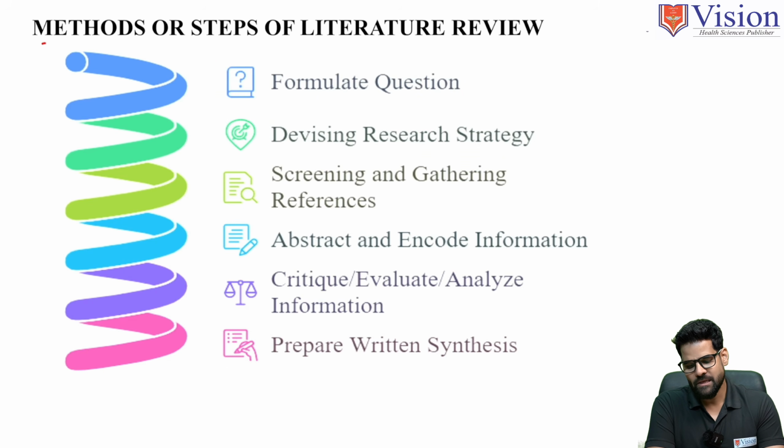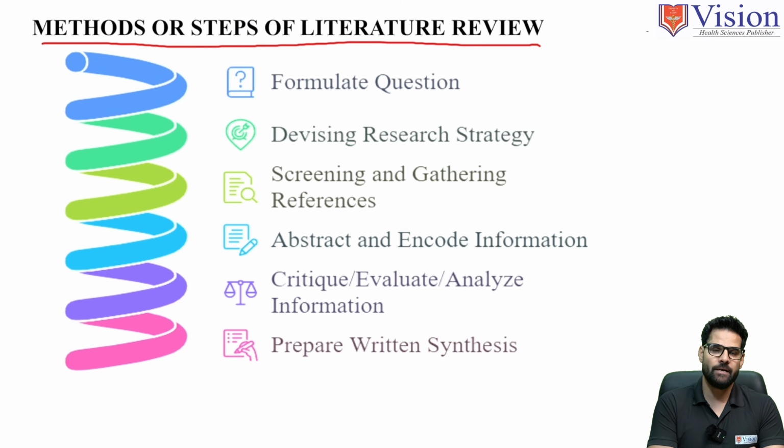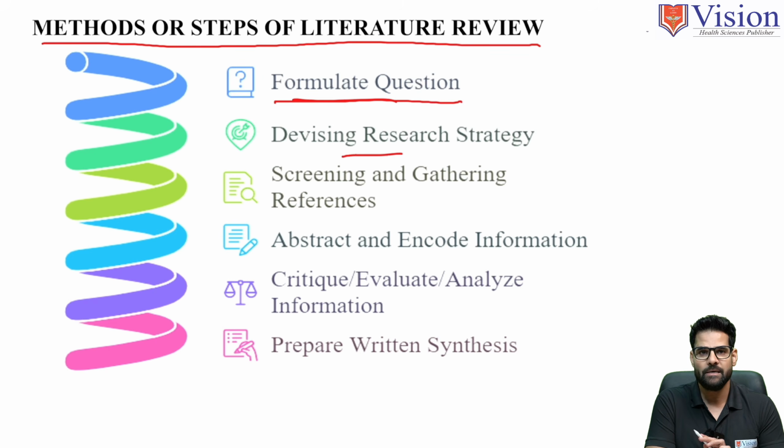Next, we'll talk about the methods or the steps of literature review. As you can see, there are 6 steps. As I'm saying, it is not an absolute one. Different textbooks have their own steps. Some of the books will talk about 3 steps only, but more or less the headings would be the same. Okay, so the first point is to formulate the research questions.